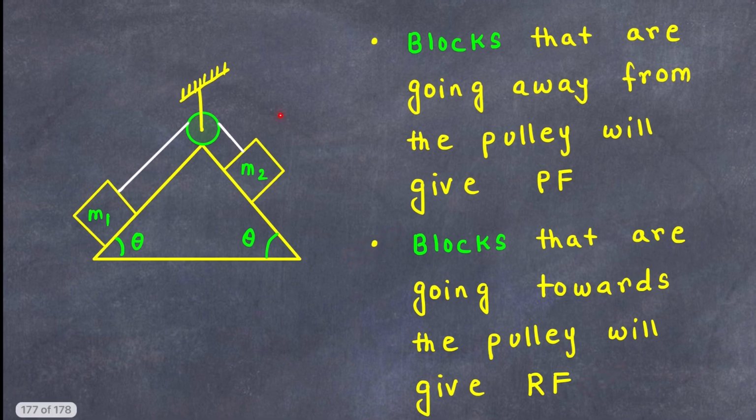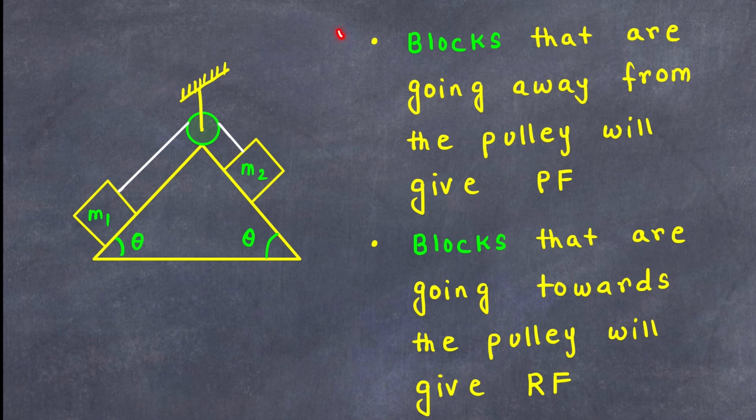Here we saw that m2 will go downward. This is the pulley, and m2 is going downward, so away from the pulley. The block that is going away from the pulley will give us the pulling force. As m2 is going away from the pulley, it will give us the pulling force. Now, as m2 is moving downward, m1 is moving upward, so m1 is going towards the pulley. The blocks going towards the pulley will give us the resisting force, so m1 will give us the resisting force.